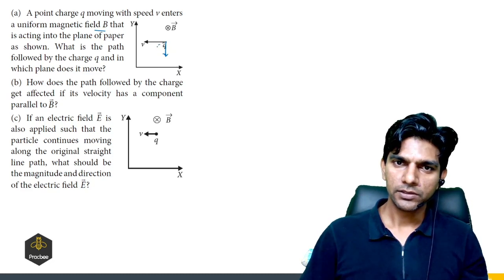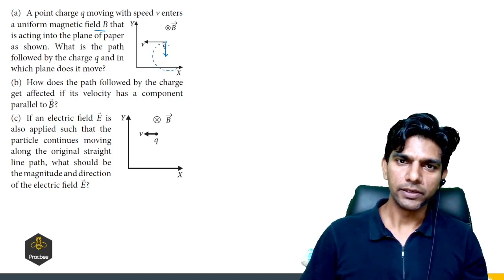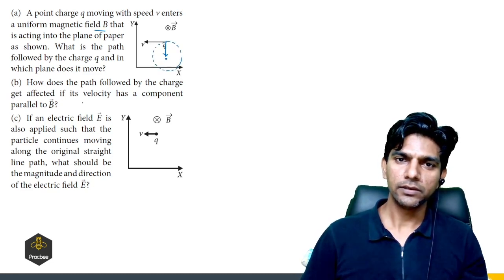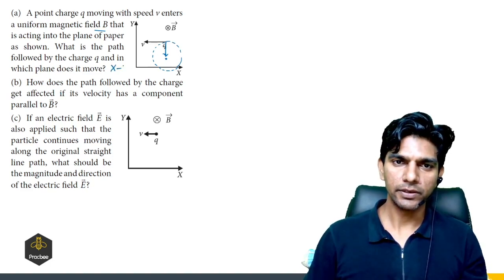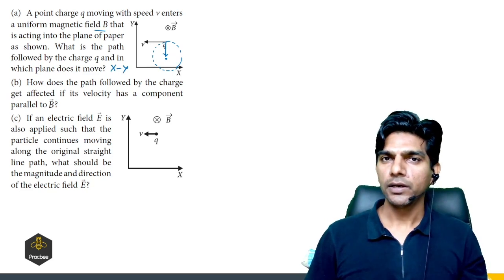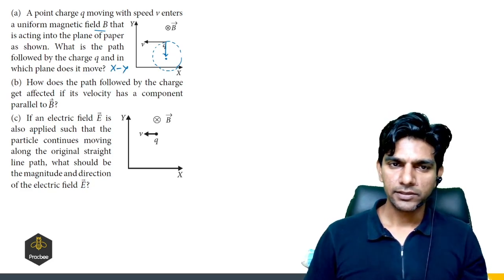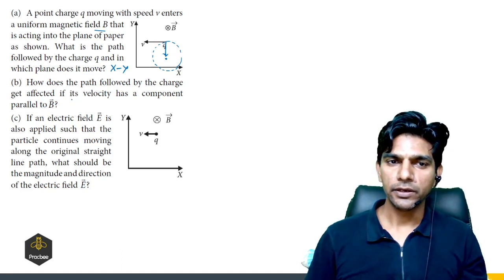So it will follow a circular path in the xy plane. This is the center which lies in the xy plane. It follows a circular path in the xy plane. So this will be the xy plane. How does the path followed by the charge get affected if its velocity has a component parallel to the magnetic field? It will be a helical path.